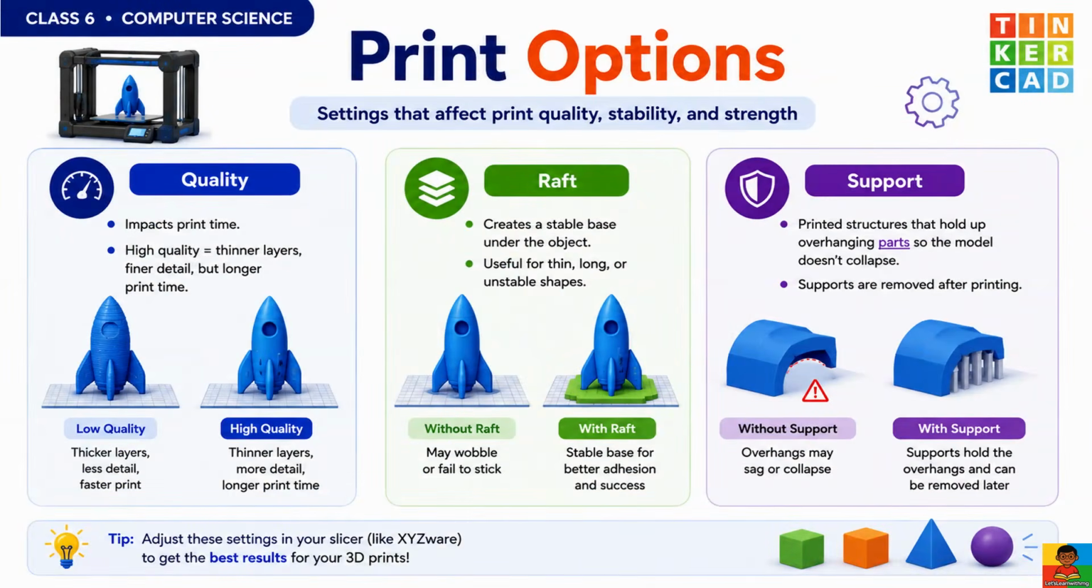Print options affect print quality, stability, and strength. Quality impacts print time. High quality means thinner layers and finer detail, but a longer print time. Raft creates a stable base under the object and is useful for thin, long, or unstable shapes. Support consists of printed structures that hold up overhanging parts so the model does not collapse.